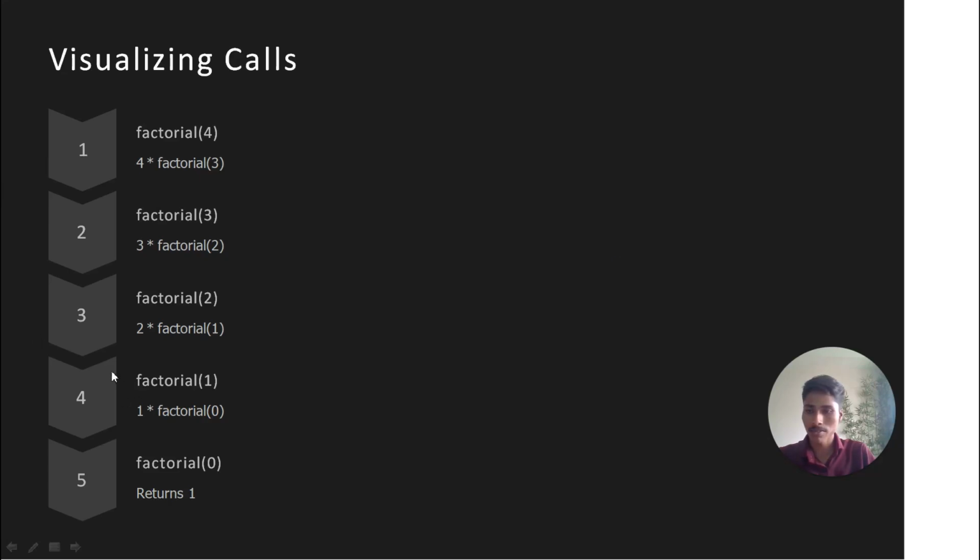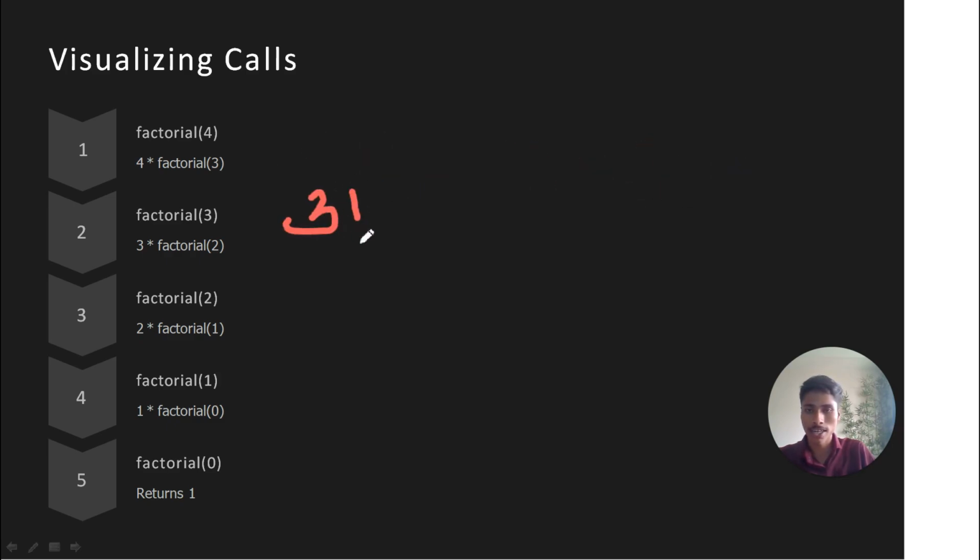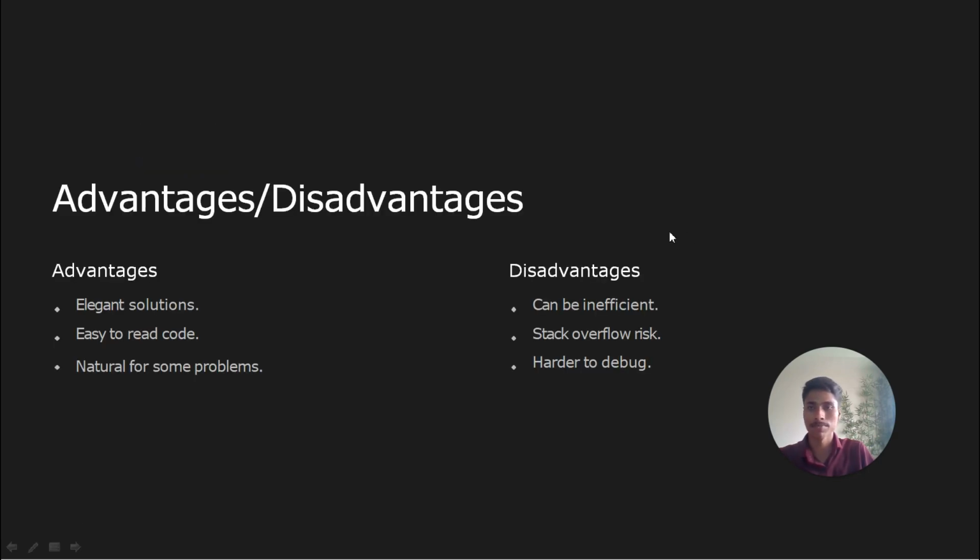The recursive function is calling the same, as in these visual calls for factorial 4. We can also write 4 factorial as 4 into 3 factorial, or we can also write 3 factorial as 3 into 2 factorial. It will give one and the same answer.